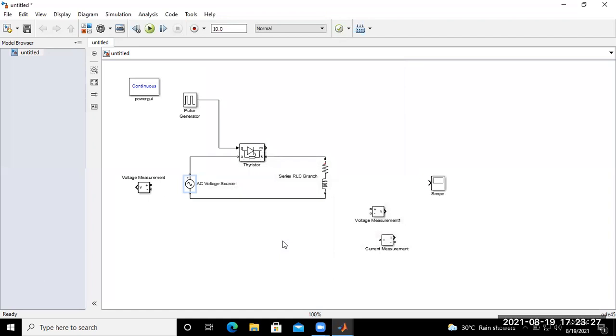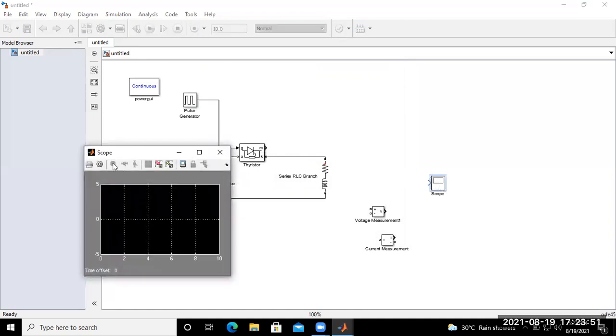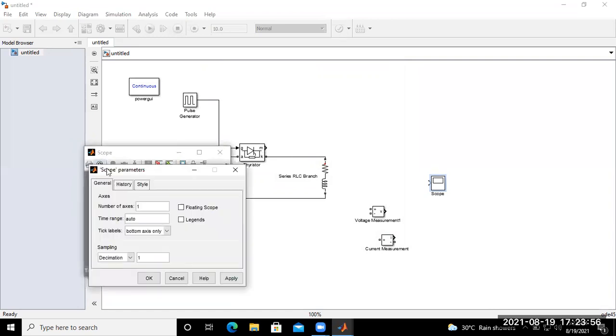Okay. So just connect this voltmeter from here to here for the measurement of input voltage. This one is not connected in a proper manner. And just this voltmeter is connected through this scope, and just increase the number of axes, suppose 3. Okay. And okay.